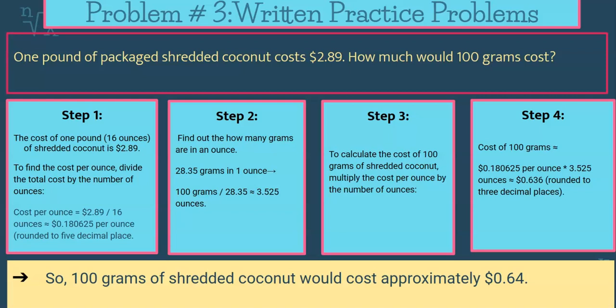All right. I just want to clarify that 3.525 ounces of coconut is equivalent to 100 grams of coconut. If I didn't specify that, I just want to clarify that. So your answer here is 100 grams of coconut is 64 cents.